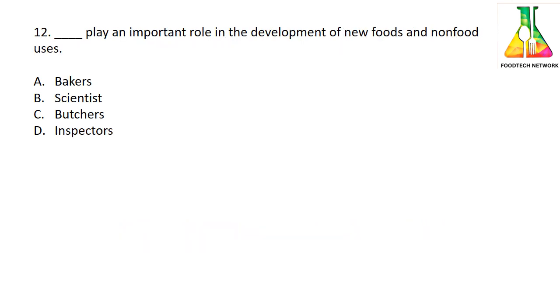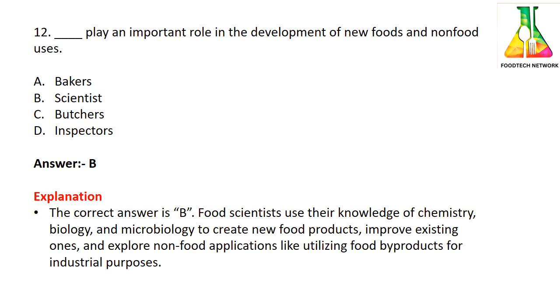Dash plays an important role in the development of new food and non-food uses. Option A bakers, option B scientists, option C butchers, and option D inspector. So definitely the right answer is food scientist. Food scientists use their knowledge of chemistry, biology, and microbiology to create new food products, improve the existing ones, and explore new food applications, like utilizing food byproducts for industrial purposes.